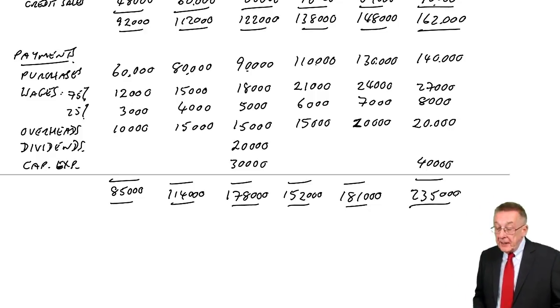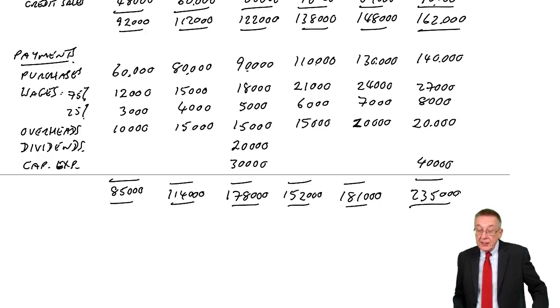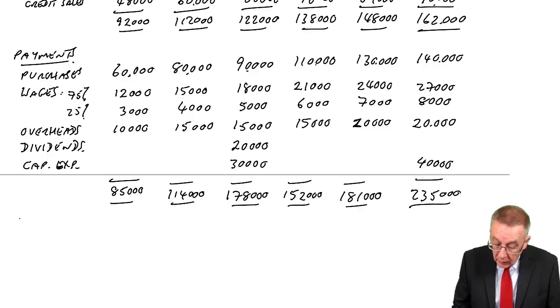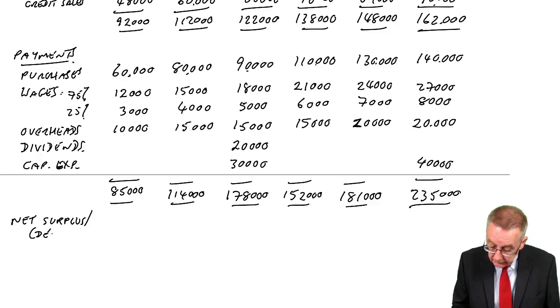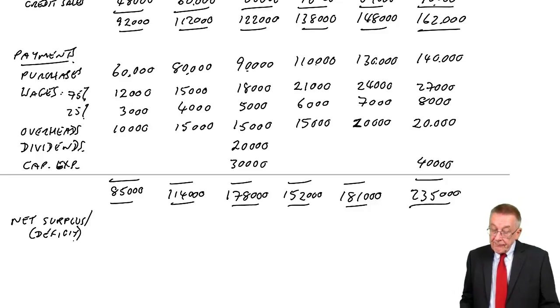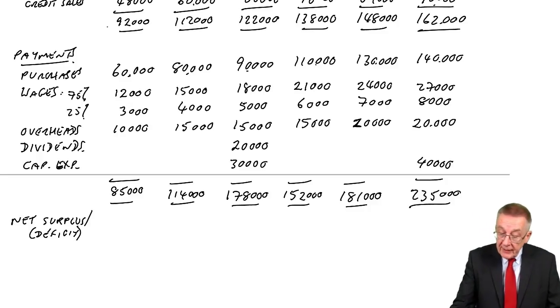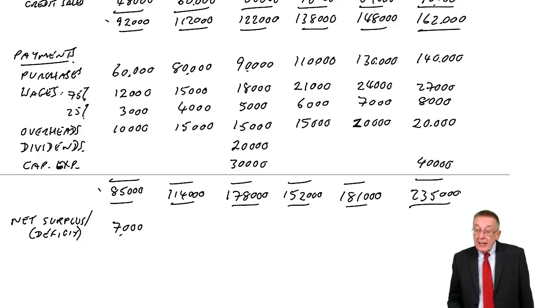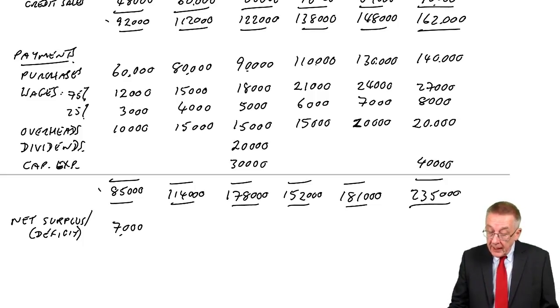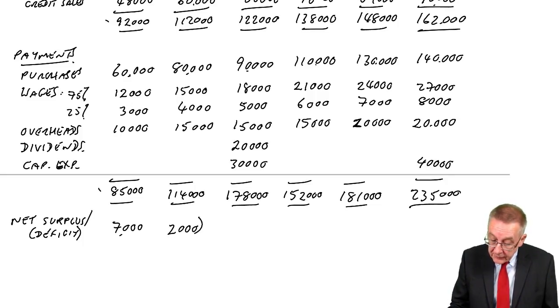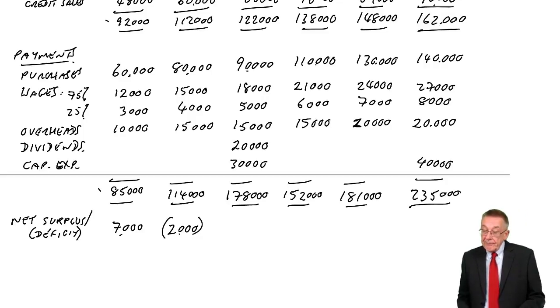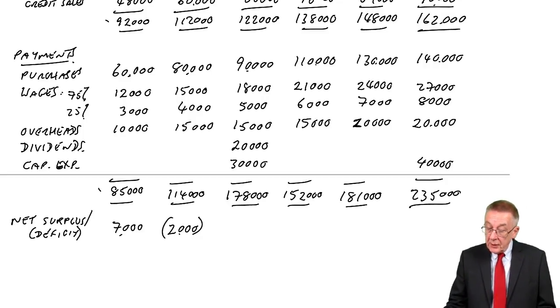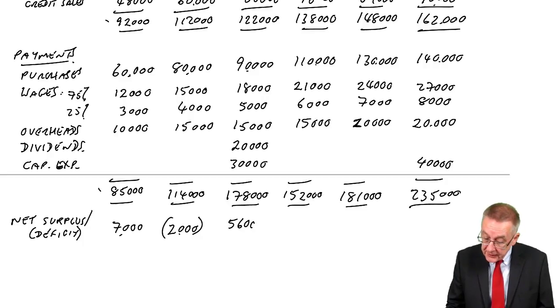So we now know our budgeted receipts and cash payments each month. What's the net surplus or deficit? In January, received 92, pay out 85, so a surplus of 7,000. In February, receive 112, pay out 114, so a deficit of 2,000. March, 122, pay out 178, a deficit of 56,000.